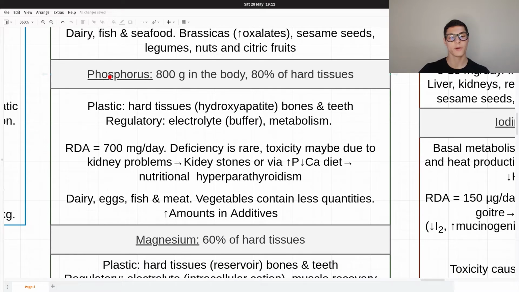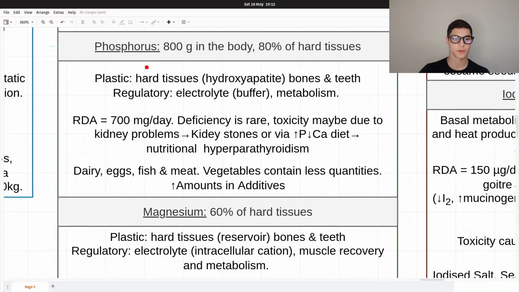If we continue, we have phosphorus, which we have 800 grams of in the body, and it's part of the hard tissues in 80%. It has plastic and regulatory functions. The plastic are the hard tissues, bones and teeth, together with the calcium, and regulatory as an electrolyte for buffers to maintain the correct pH, and in the metabolism as well. All the phosphatases and phosphorylation of proteins and ATP, all that requires phosphorus.